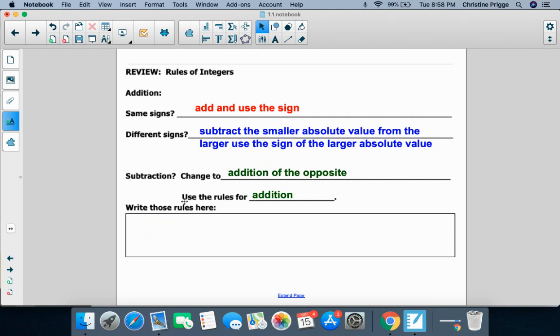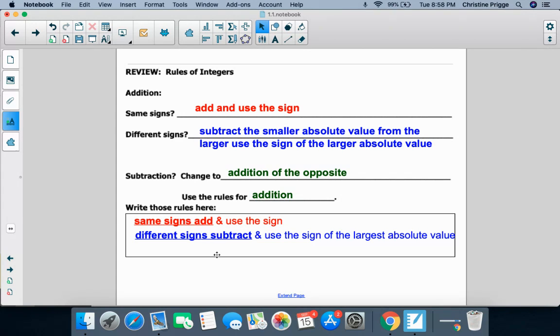Okay? So if you're going to write those rules here, you're just really going to rewrite them. Same sign, add and use the sign. Different sign, subtract and use the sign of the largest absolute value. And subtraction, change to addition of the opposite, and then just follow the addition rules. Stop the video and write down those notes.